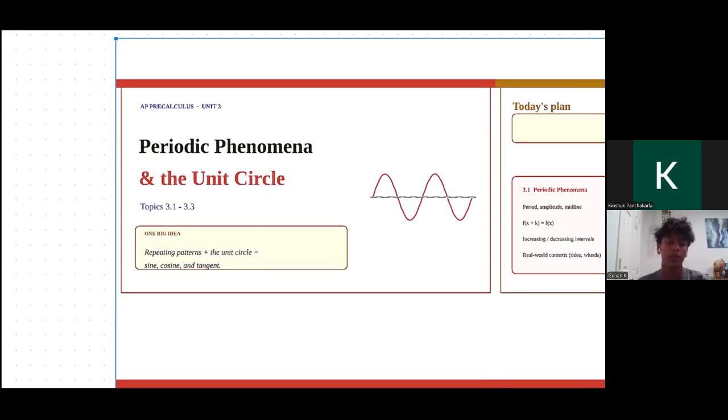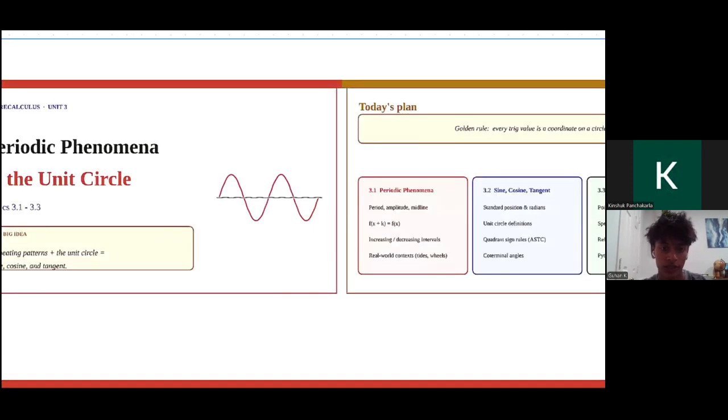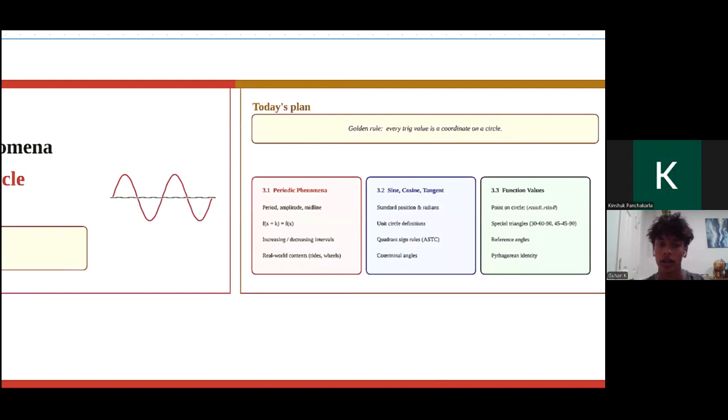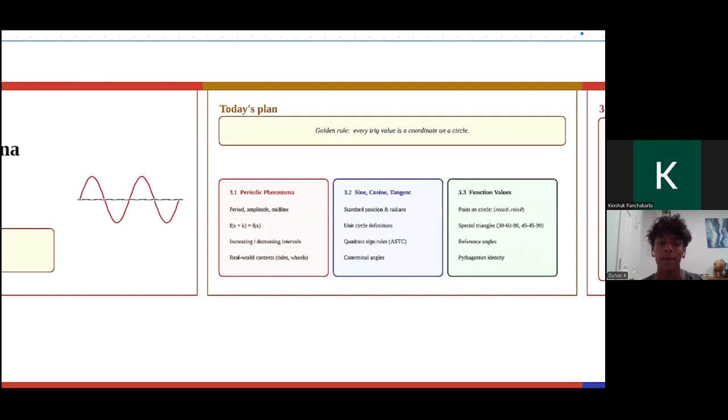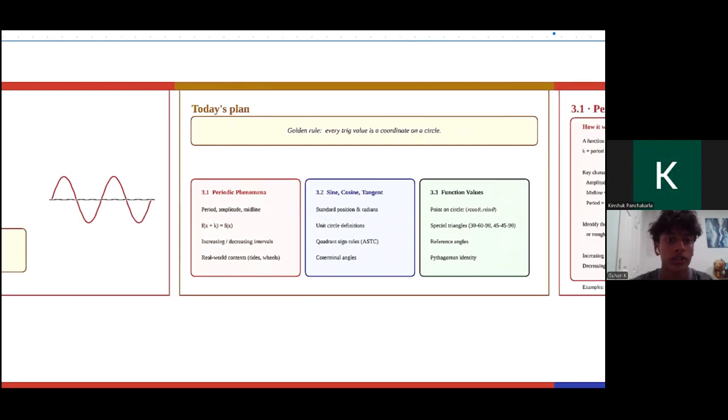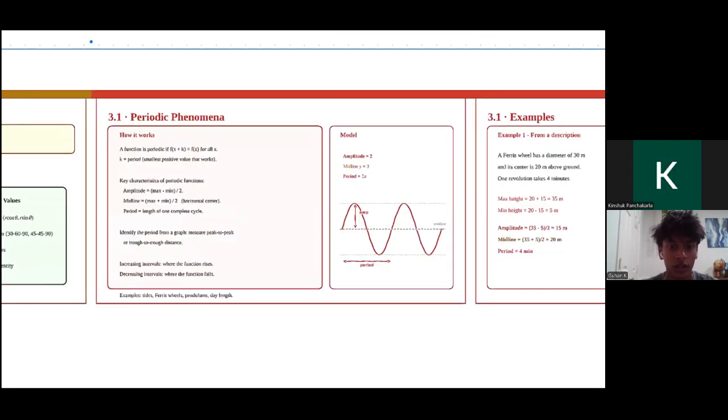Today, we're going to be looking at topics 3.1 to 3.3, which covers periodic phenomena and the unit circle. The first topic is going to be focusing just on what periodic graphs are, and then the second is going to focus on sine, cosine, tangent, and the significance of these, which you may have learned in geometry, but then going deeper on them. And then also values of functions on the unit circle, and we're going to look at what the unit circle is as well. Okay, first thing we're going to look at is periodic phenomena.